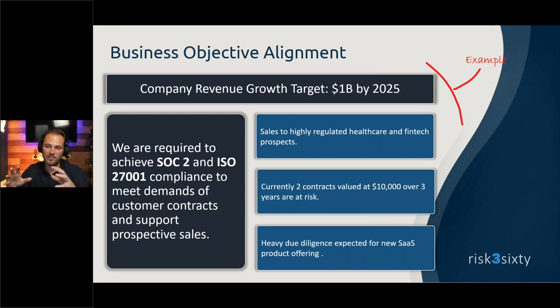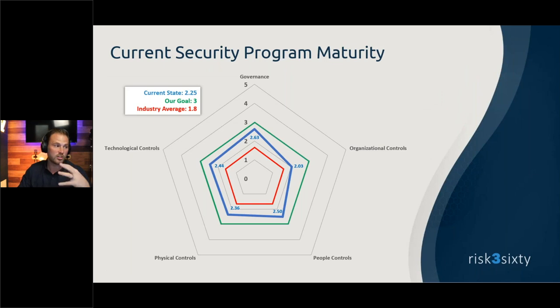Again, I would vet this in advance. Don't just present this and make the assumption that you have it right. Present it in advance to trusted stakeholders. That way, when you present it to the group meeting, everybody's nodding their head and feeling really good about it. So once you've set up a good background and context, and you've talked about business objective alignment, you can dive into the security program maturity.